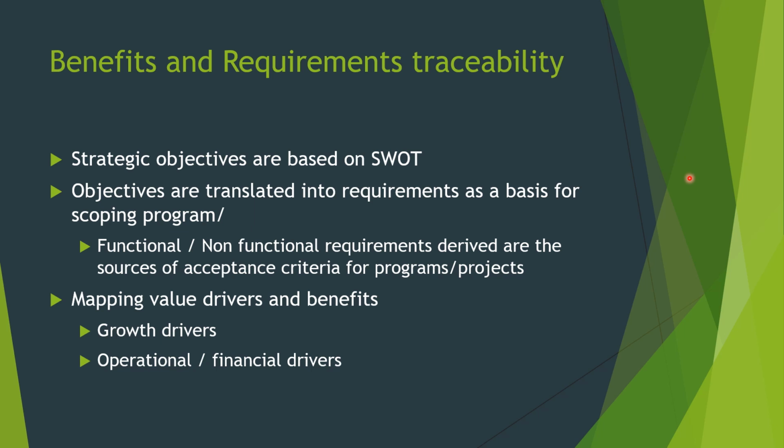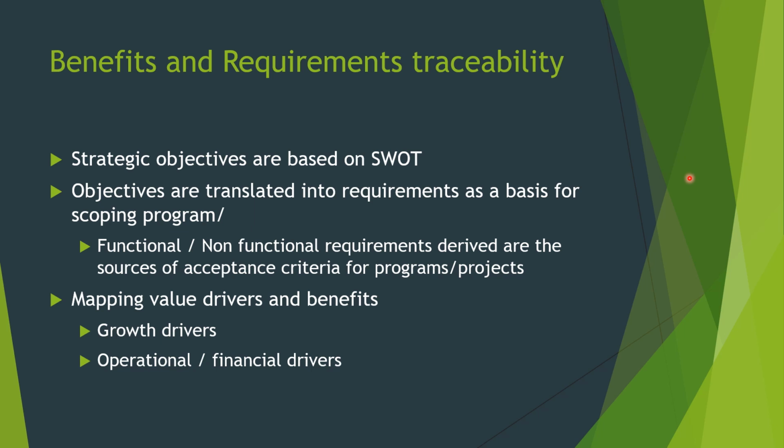Based on the strategic goals, you create scoping requirements that get translated into a scope for a program or project. That will lead to functional and non-functional requirements being derived. Those are the sources of acceptance criteria for programs and projects. So now we understand that there's an alignment between the strategic objectives: through strategic objectives, you define the scope for programs and projects, from there you get the functional and non-functional requirements, and that becomes the acceptance criteria for programs and projects.